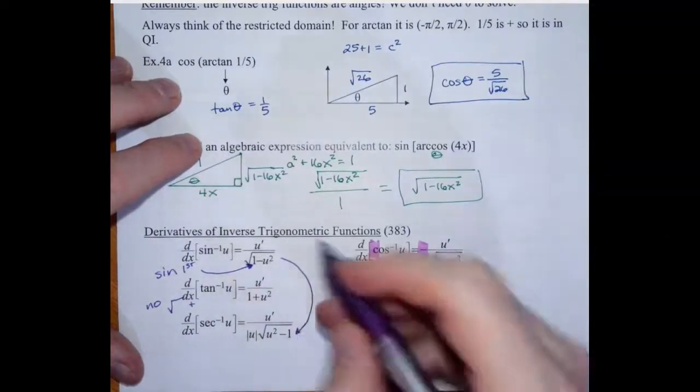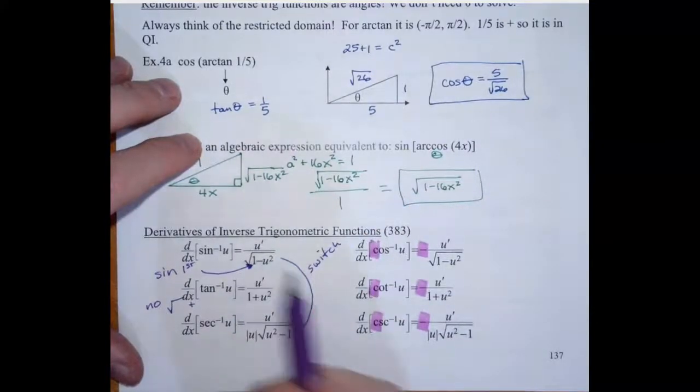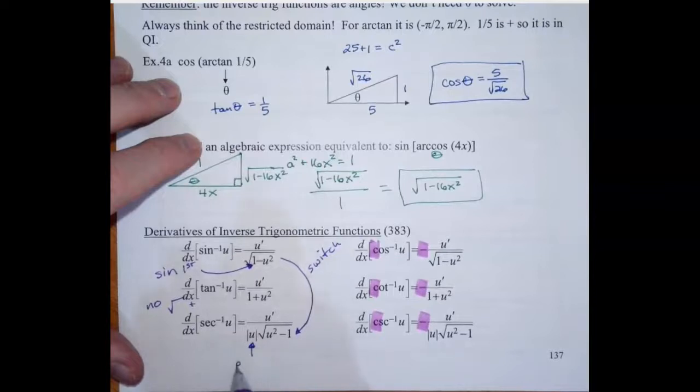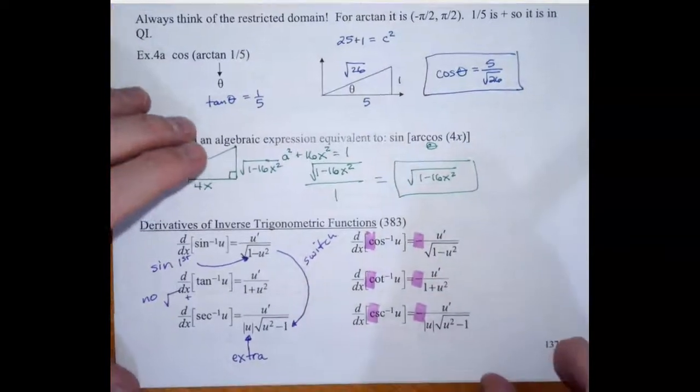What I think of here is that it's a switch. So I'm switching these two. And there's an extra absolute value of u. So again, I'm trying to memorize all three of these together.